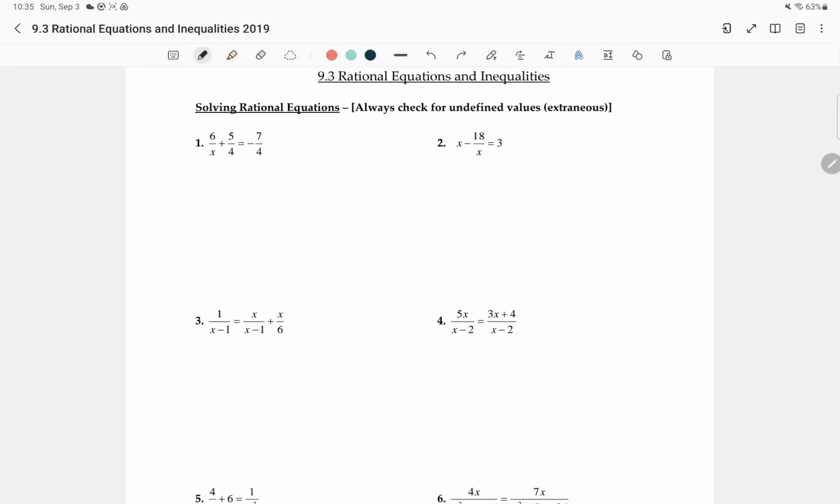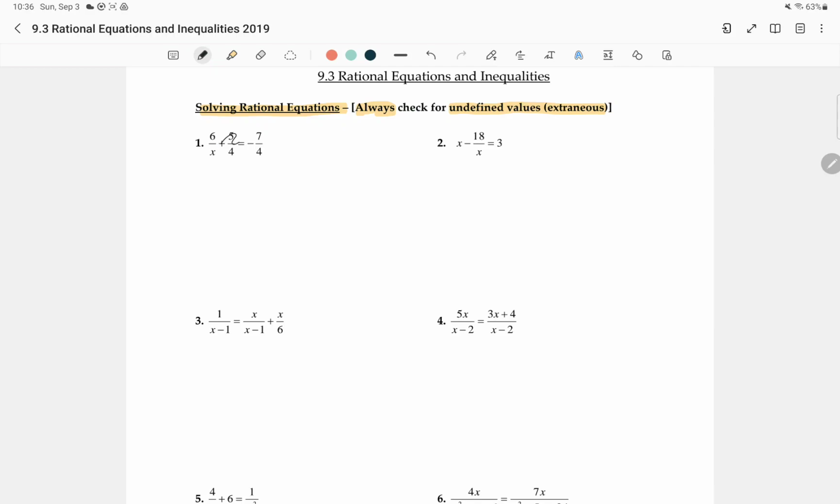Alright people, this will be a quick video on these 9.3 rational equations and inequalities notes. This is a pretty easy set of notes, so hopefully we can get through them pretty fast. Alright, so starting off, we're just going to solve some rational equations, and it says always check for the undefined values, so extraneous solutions. And let's get started with number one.